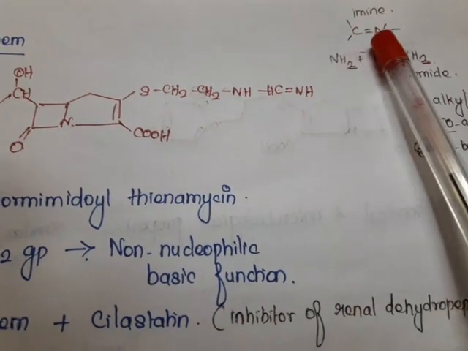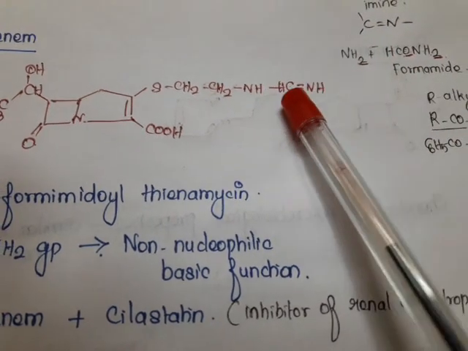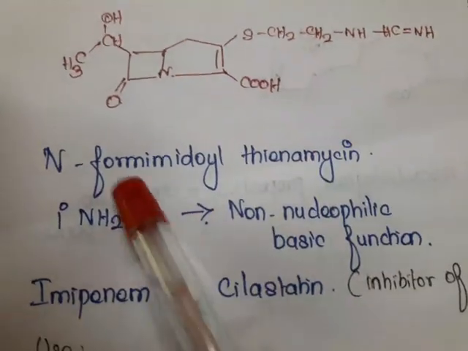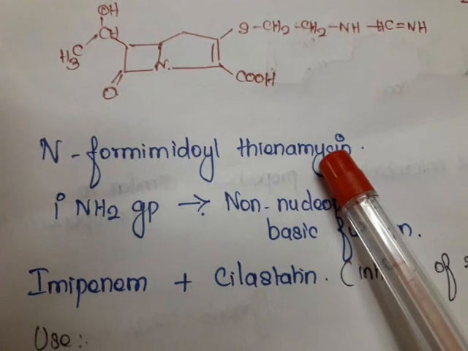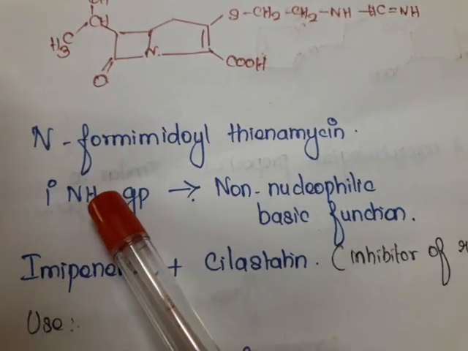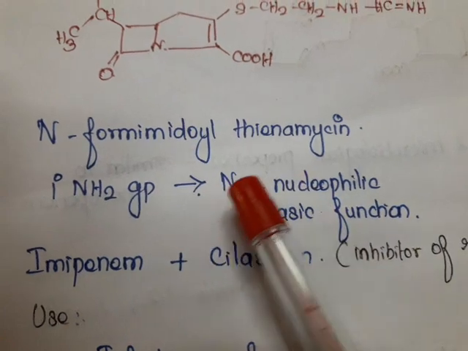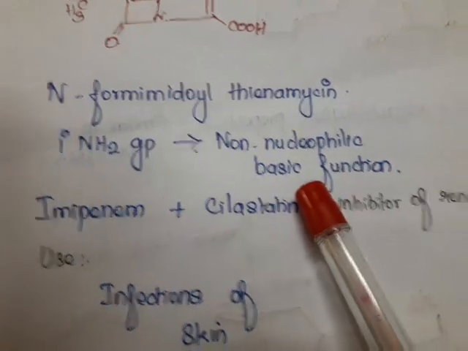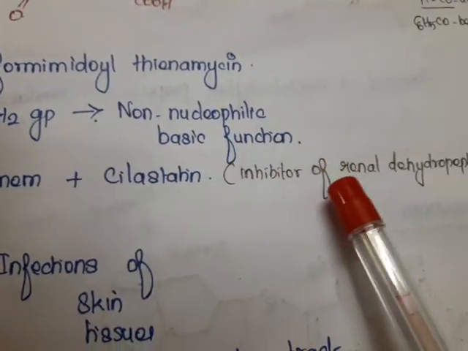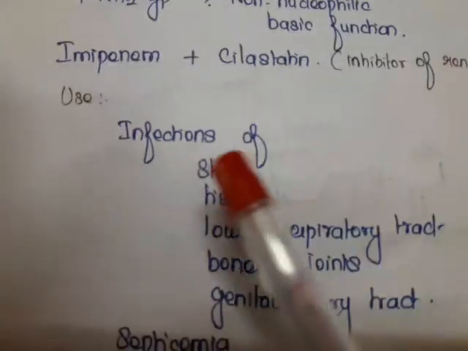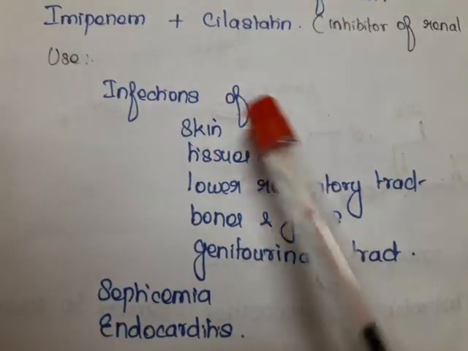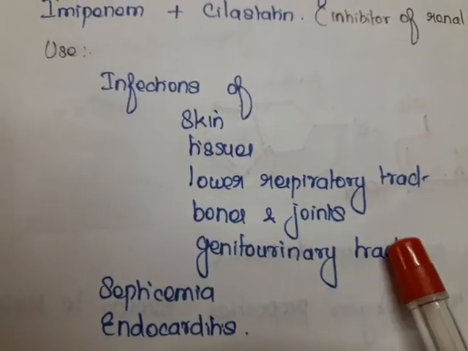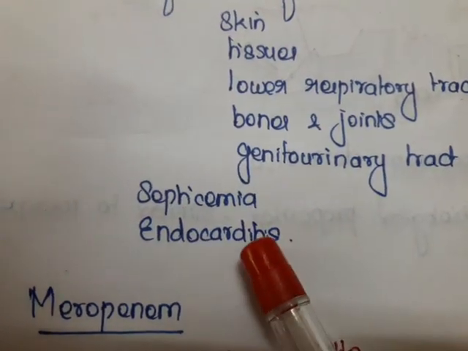Already we have known C double bond N, that is called an imine. So here imine is present. That's why it is called formamidoyl thienamycin. So what is the chemical name? N-formamidoyl thienamycin. In the case of thienamycin, that is having a primary amino group. Here that is replaced by a non-nucleophilic basic function, and usually it is given in combination with cilastatin. So what is the use of cilastatin? That is an inhibitor of renal dehydropeptidase. Now we'll see the uses. Used in the treatment of infections of skin, tissue, lower respiratory tract, bones and joints, and genitourinary tract, and in the case of septicemia, endocarditis.